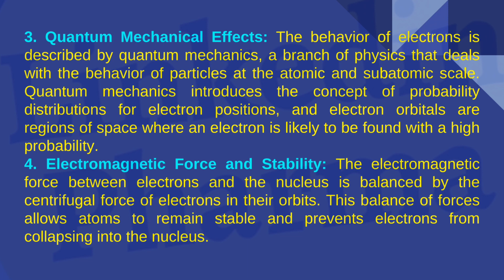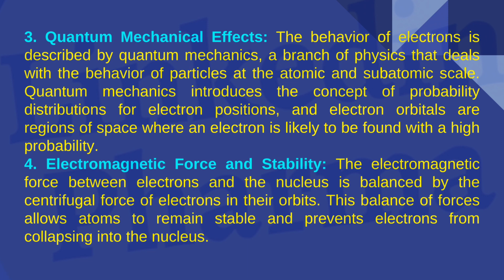3. Quantum mechanical effects. The behavior of electrons as described by quantum mechanics, a branch of physics that deals with the behavior of particles at the atomic and subatomic scale. Quantum mechanics introduces the concept of probability distributions for electron positions, and electron orbitals are regions of space where an electron is likely to be found with a high probability.